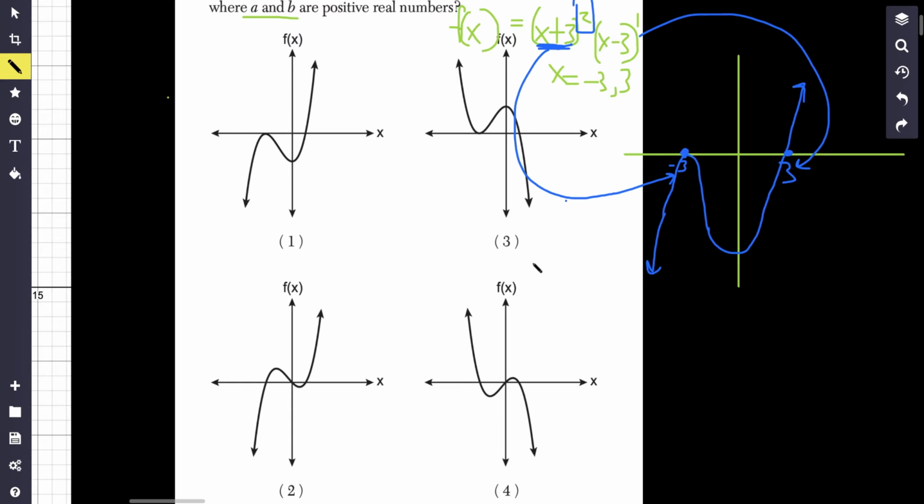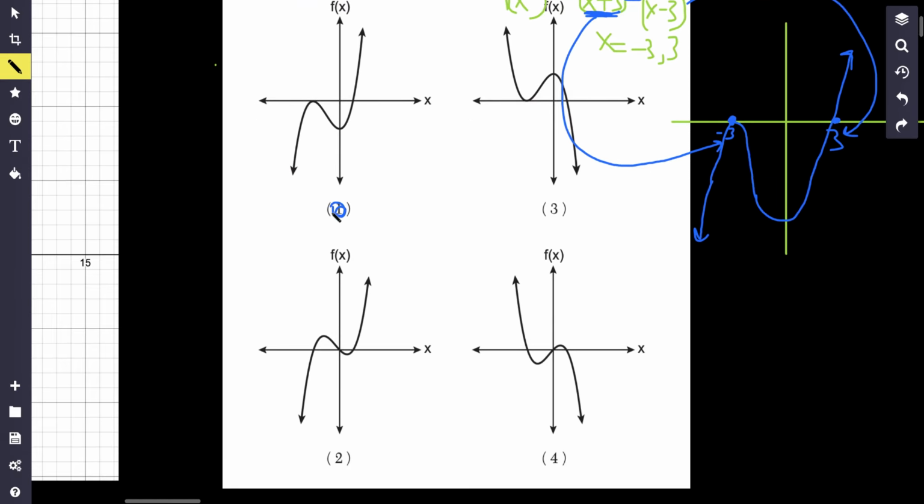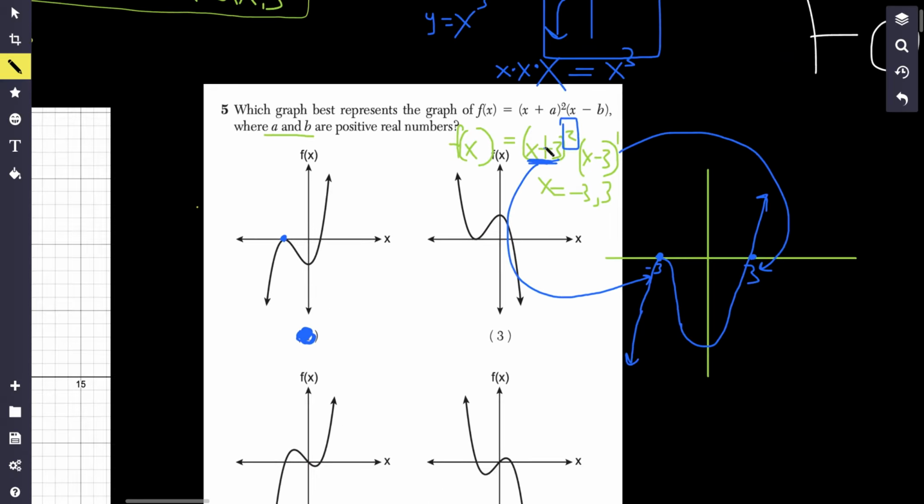Now let's see if any answer choices look something like this. And whoa, answer choice number 1 looks like this. And that's going to be our answer, right? It hits basically the zero, right? It hits this x plus a part at the root negative a, right?